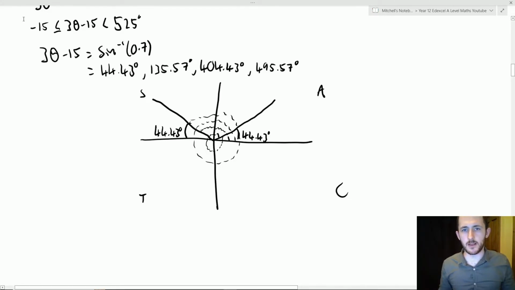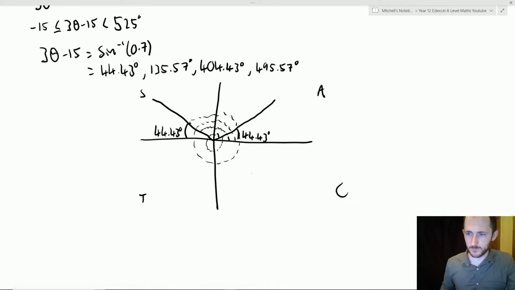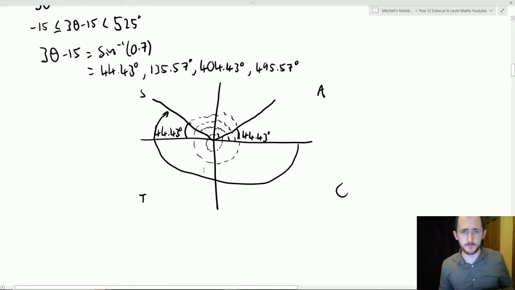Now you may be wondering, I have a negative in my range, so I could actually go anti-clockwise. But as you can see, if I go anti-clockwise, so if I look at an angle all the way from here round to here, that's going to be too big. It's going to be a lot bigger than minus 15. It'll be minus 180 minus 44.43, which would be a lot bigger than 15.